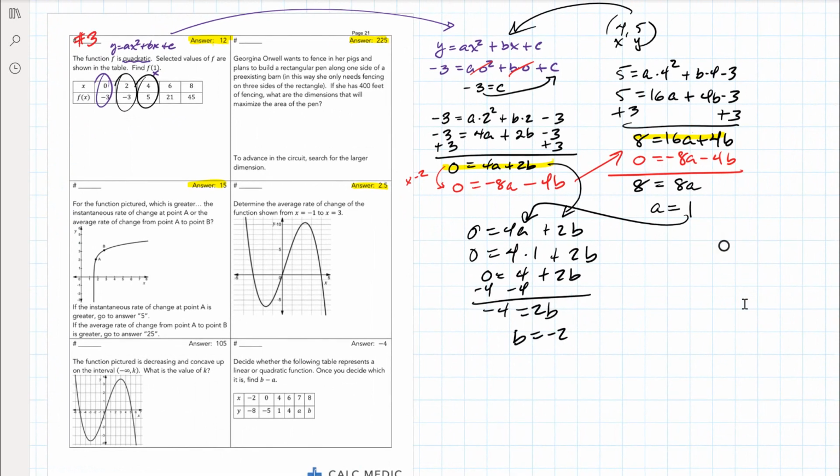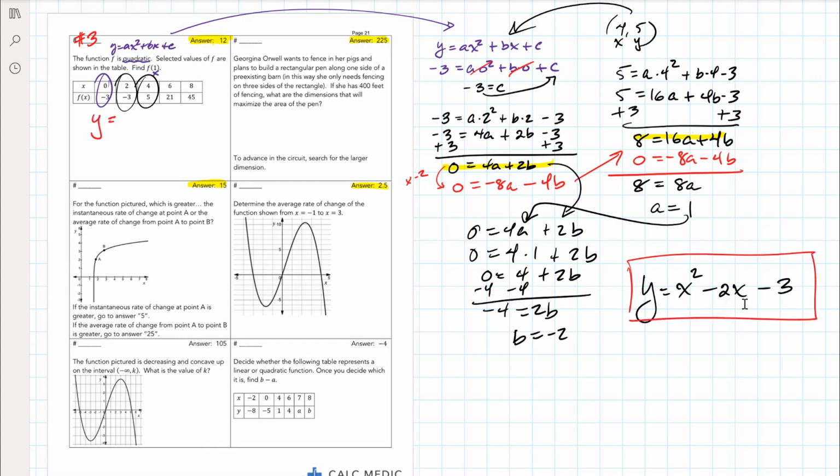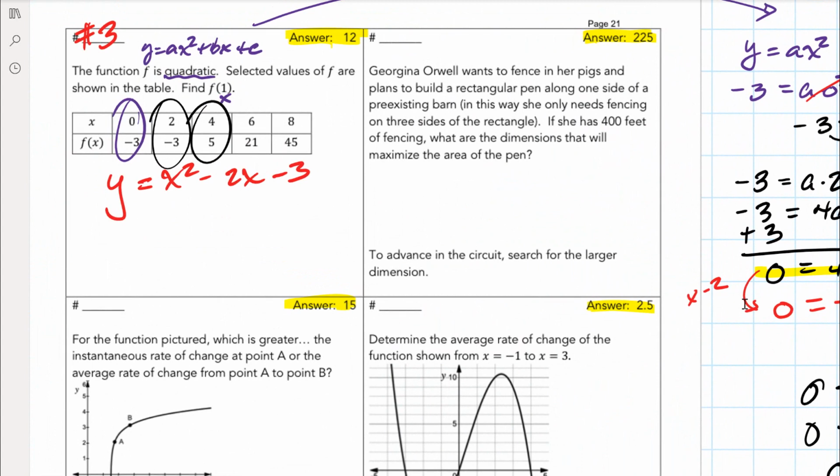So having done all this, now I know my equation. So y is equal to a, which we know is 1, so x squared. B is -2, so minus 2x. And c we already know is 3. So there's my function. Alright, so I'm going to bring it up here. Y is equal to x squared minus 2x minus 3. I'm going to go back here. I'm going to substitute the value in, and we are done.